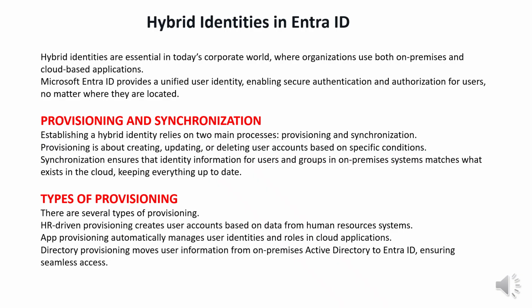Provisioning and synchronization. Establishing a hybrid identity relies on two main processes: provisioning and synchronization. Provisioning is about creating, updating, or deleting user accounts based on specific conditions. Synchronization ensures that identity information for users and groups in on-premises systems matches what exists in the cloud, keeping everything up to date.